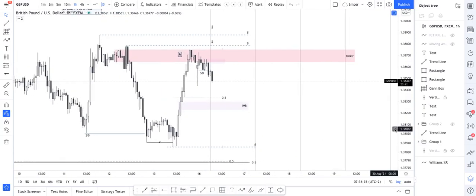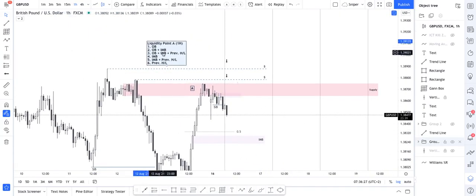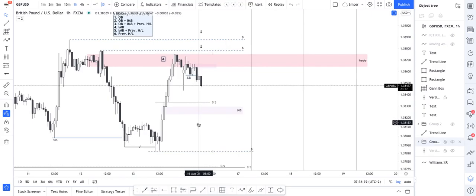So now I need to look for liquidity points. So where can I take a trade? I have between this line and more or less this line to take a trade, to see the day expanding and making a move.